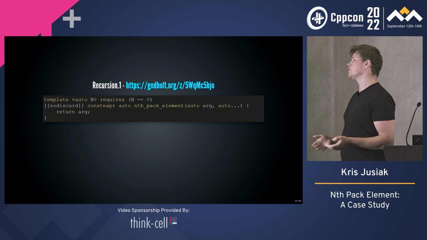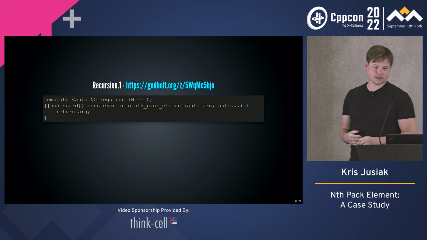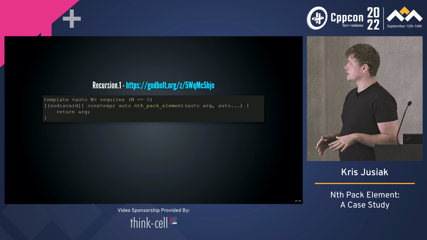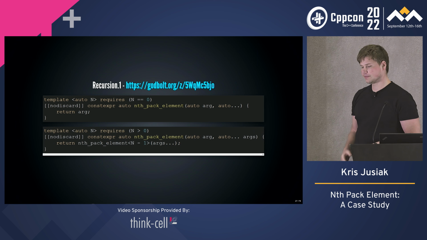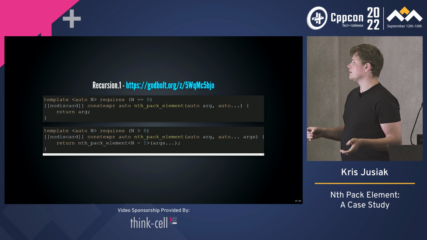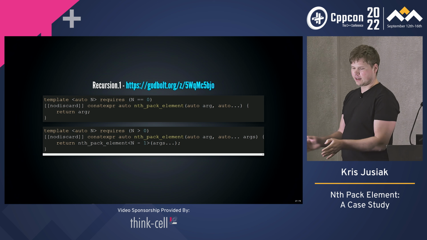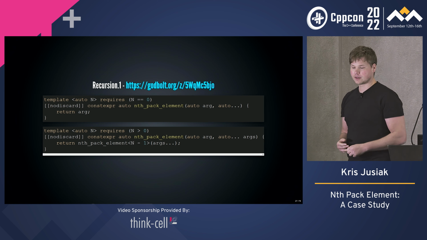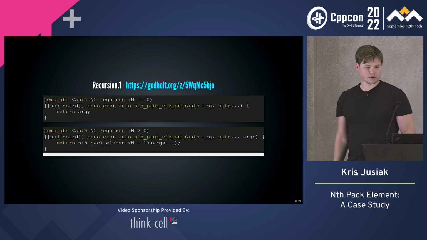So recursion is a very common, naive approach. Here, the recursion will be done with concepts because it's just nicer. It can be done without. So if we have the requires clause here and n equals 0, that's the base case. We return the arg element, which is the first one. Otherwise, we recursively go again with n minus 1 with the args, and that will recursively just take out the first one until we are at the end with 0. And the base case is really important because otherwise it will never compile.